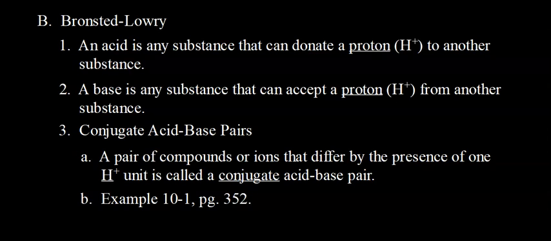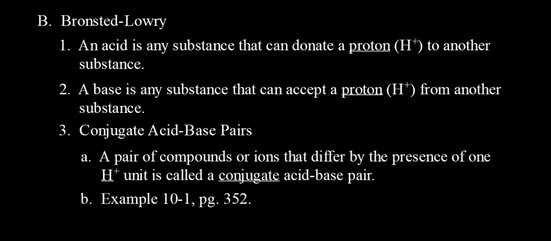Another definition is known as the Bronsted-Lowry definition, sometimes just called the Bronsted definition. A Bronsted-Lowry acid is a substance that can donate a proton to another substance, a proton being a hydrogen ion. Now think about that. A hydrogen atom consists of one proton and one electron. Take off the electron to make the H plus ion. What are you left with? It's just a proton. So we're going to follow the hydrogen ions. We'll see an example in just a bit.